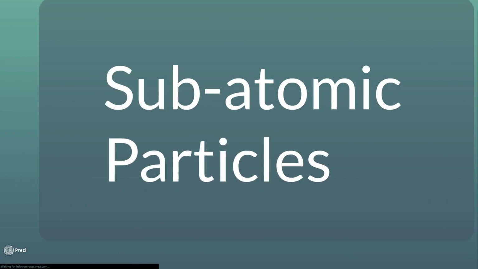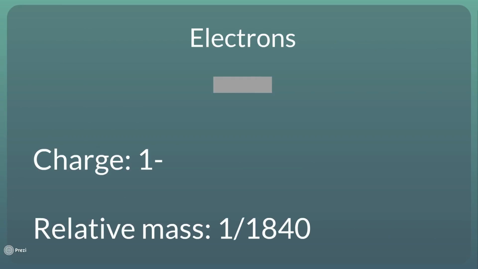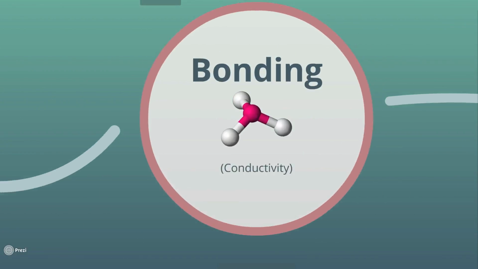Subatomic particles consist of protons, which have a positive charge of 1 and a relative mass of 1; electrons, which have a charge of -1 and a relative mass of 1/1840; and neutrons, which have a charge of 0 and a relative mass of 1.